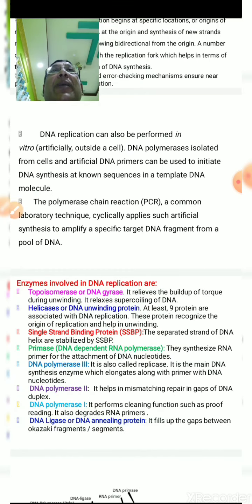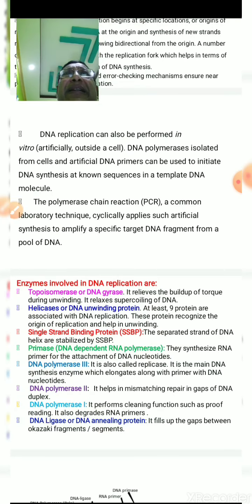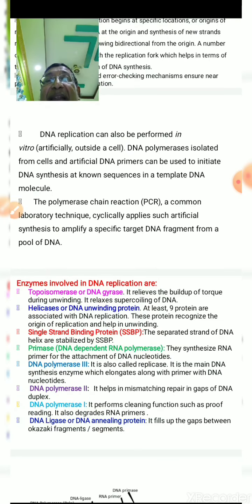DNA polymerase isolated from the cells and artificial DNA primers can be used to initiate DNA synthesis at known sequences in a template DNA molecule. The polymerase chain reaction, PCR, is a common laboratory technique that cyclically applies such artificial synthesis to amplify a specific target DNA fragment from a pool of DNA.